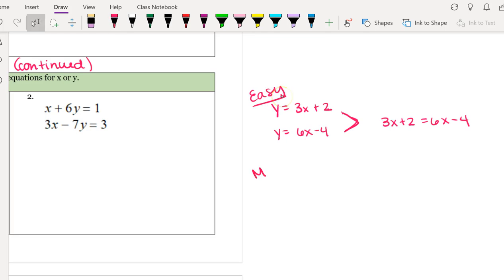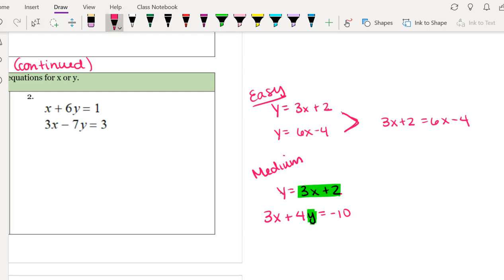Okay, the medium version, or medium level difficulty, said that if I had y equals 3x plus 2, but then the other equation was maybe 3x plus 4y equals negative 10, we would take this 3x plus 2 and replace the y value. So that would look like 3x plus 4, and then instead of y, we would say 3x plus 2, and then finish out the problem and solve for x. Okay, so that's medium level difficulty.